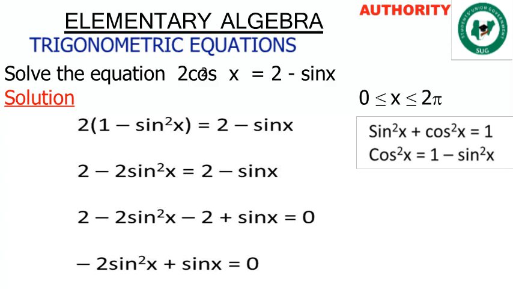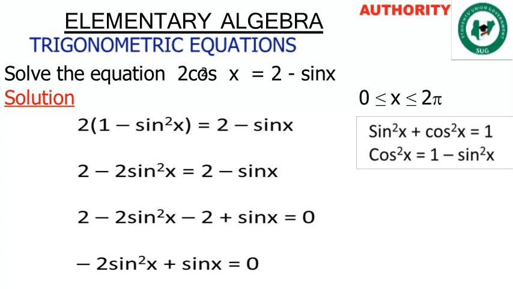On the right hand side, we have 2 minus sine x. Now let's combine them together. Let's take the right hand side to the left hand side. Then we'll have 2 minus 2 sin²x minus, we are taking the 2 from the other side to this side, the positive will turn to negative, that is, the 2 will be minus 2 now. Minus sine x coming to this side will be plus sine x equal to 0.